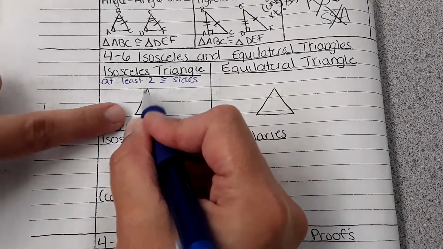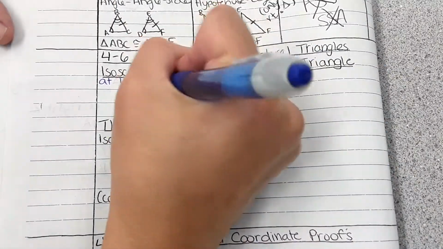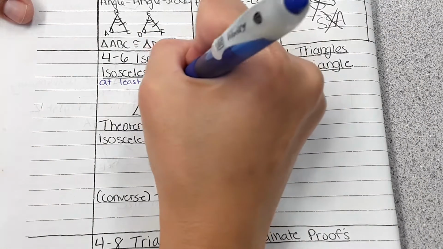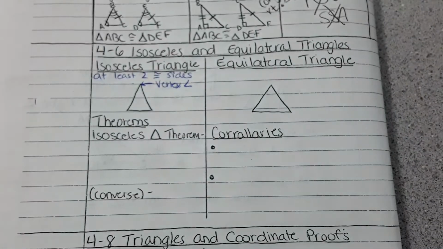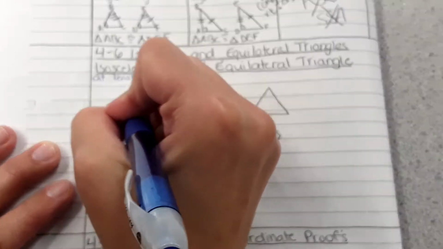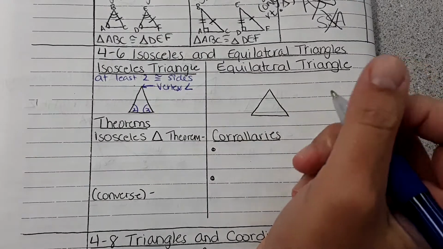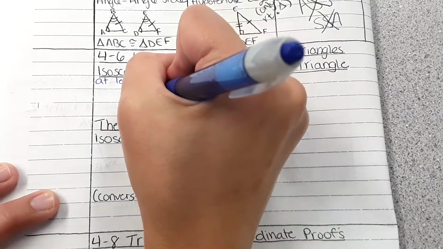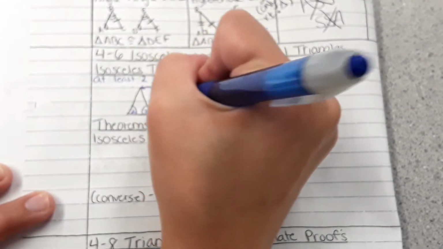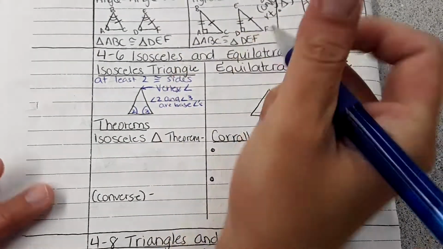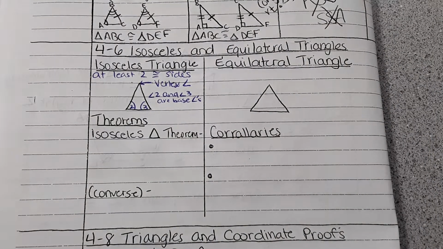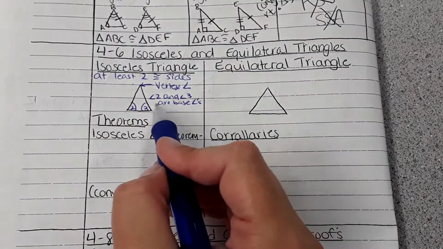I have an isosceles triangle drawn here. Here's the vocabulary associated with it. This angle up here is called the vertex angle. And then angle 2 and 3 down here are base angles. So angle 2 and angle 3 are base angles. This says vertex.